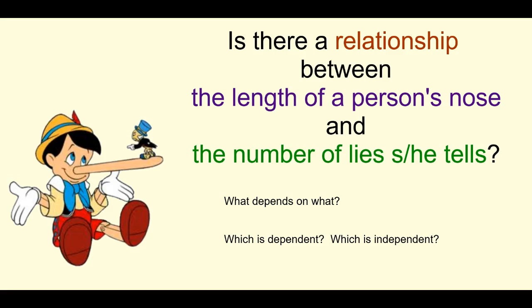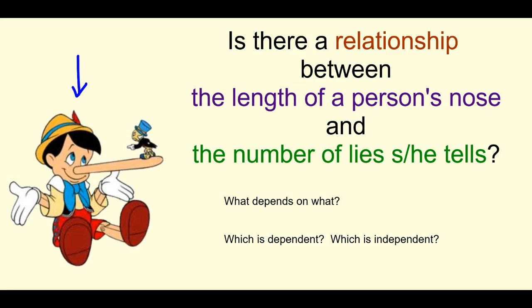Here's an example. You probably recognize this guy from a Disney movie. That's Pinocchio. And if you remember the story of Pinocchio, every time he told a lie, his nose grew a little bit longer. So is there a relationship between the length of a person's nose and the number of lies they tell? Yeah, for Pinocchio, there was. They were related somehow. Okay. In this example, what depends on what?